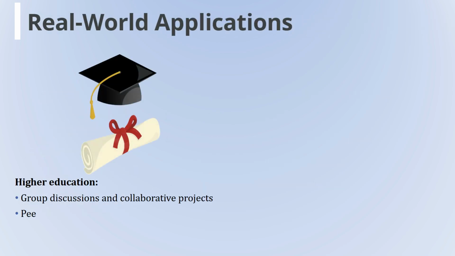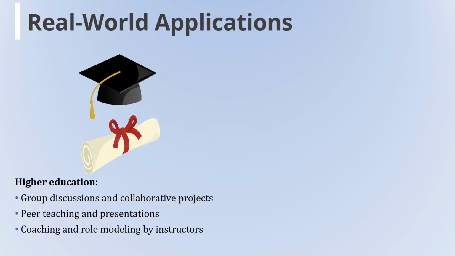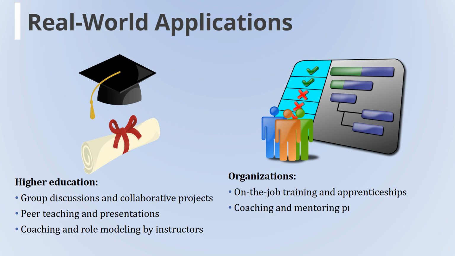Social learning theory is widely used in real life. Within higher education, social learning theory is exemplified by group discussions, peer teaching, and instructor modeling. In organizations, we see a lot of on-the-job training. We see mentoring programs and also learning by observing experienced employees. Learning happens naturally through interaction and observation.